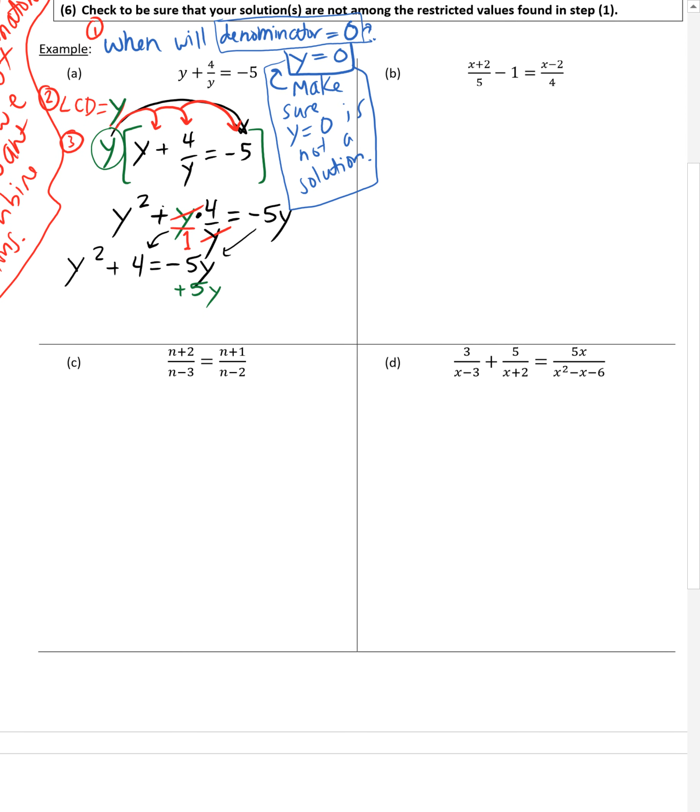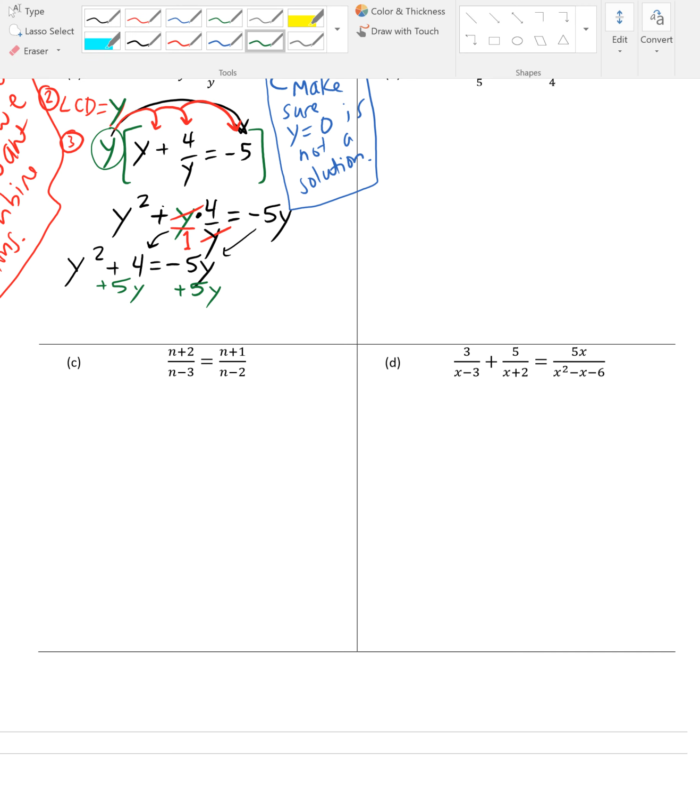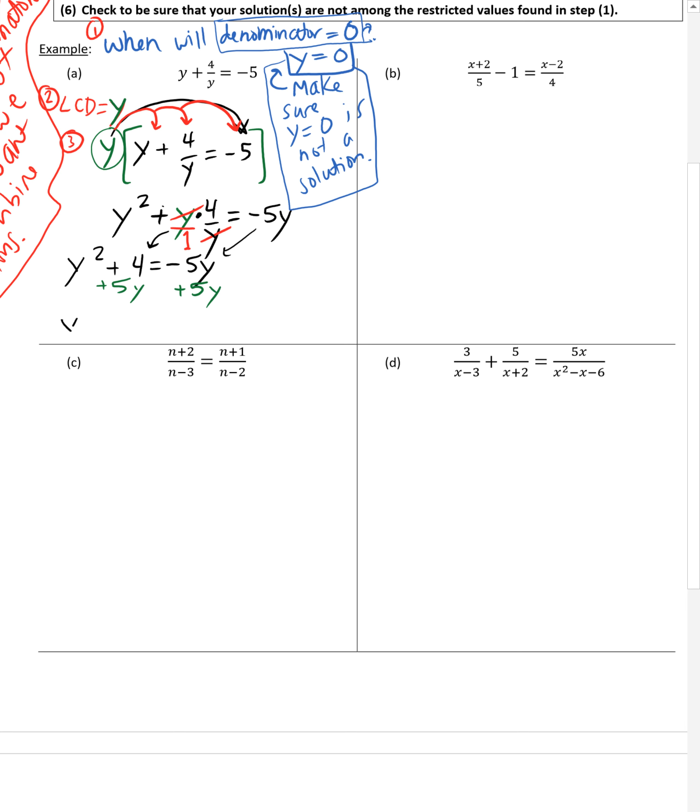Add the 5y. Okay, and then of course you always want things in descending order of powers. So I'll write the y squared first, then the 5y, and then the 4. And now 0's on the right side. Alright, let me rewrite this guy real quick. y squared plus 5y plus 4.